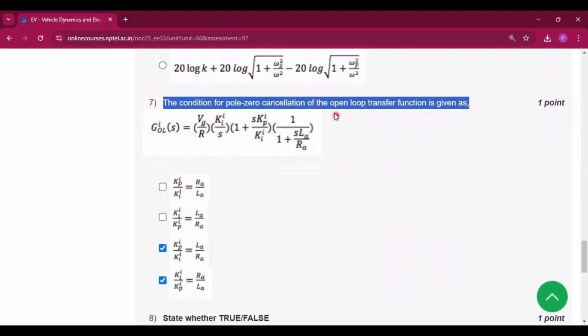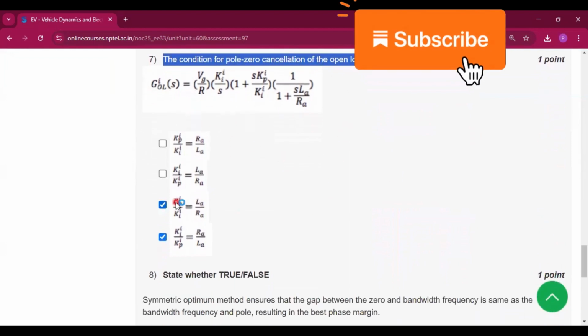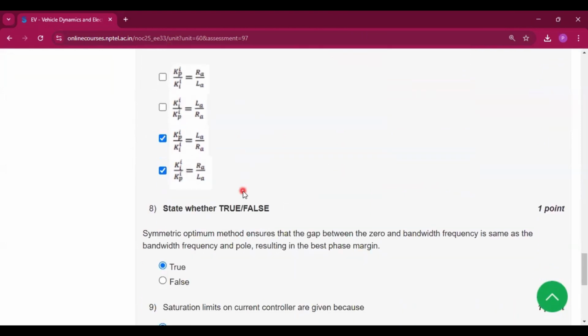Now for question number 7, the condition for pole zero cancellation of open loop transfer function is given as. So this transfer function is given. Now option C and option D are the answer of question number 7.